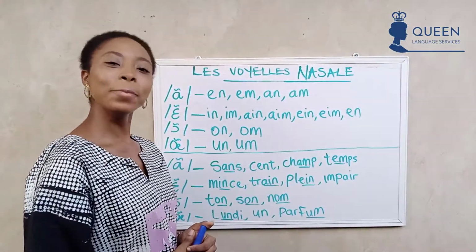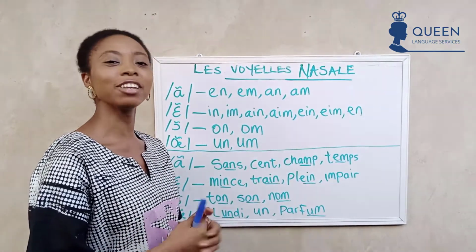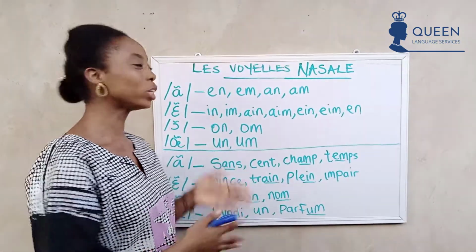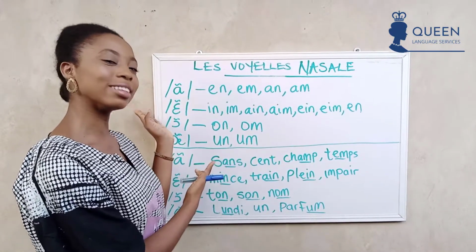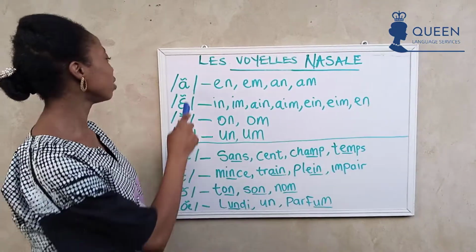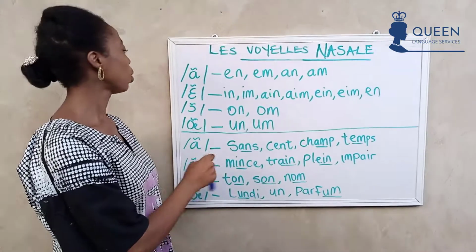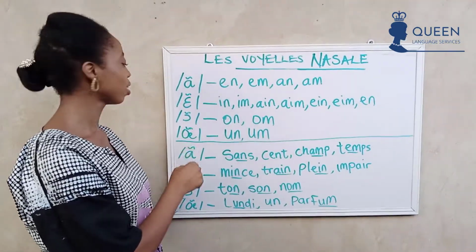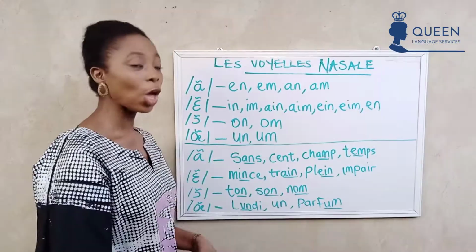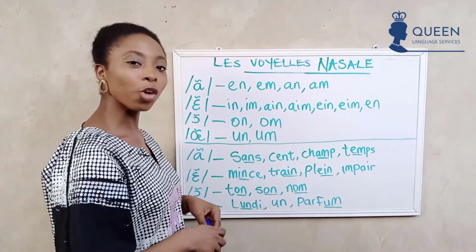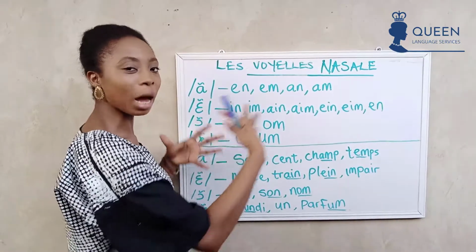Okay, so let's start. We have four major nasal vowels in the French language, which we have on our board here. So let's look at them. So let's look at the various forms in which these sounds can appear in words.